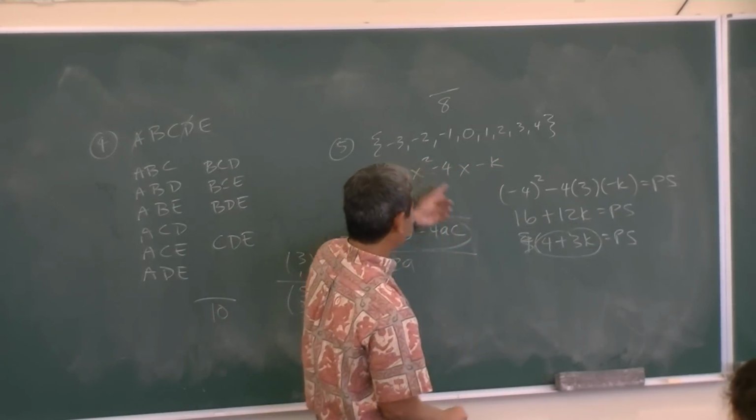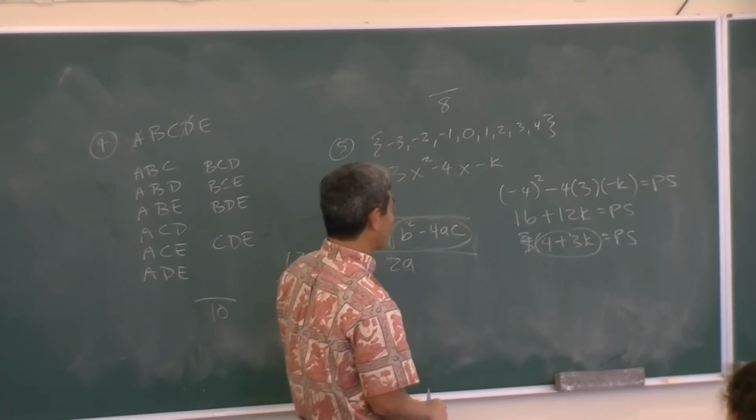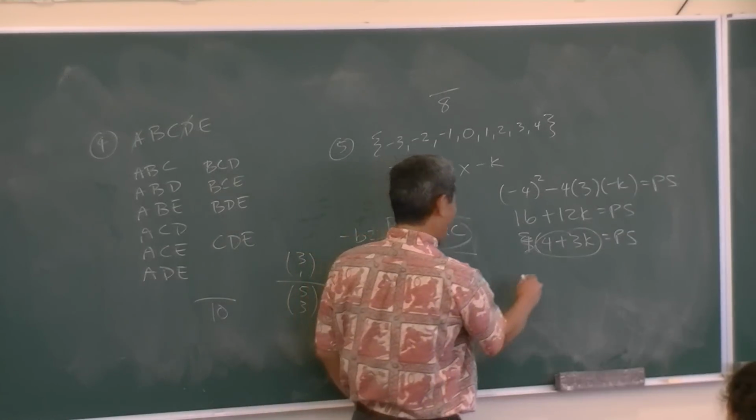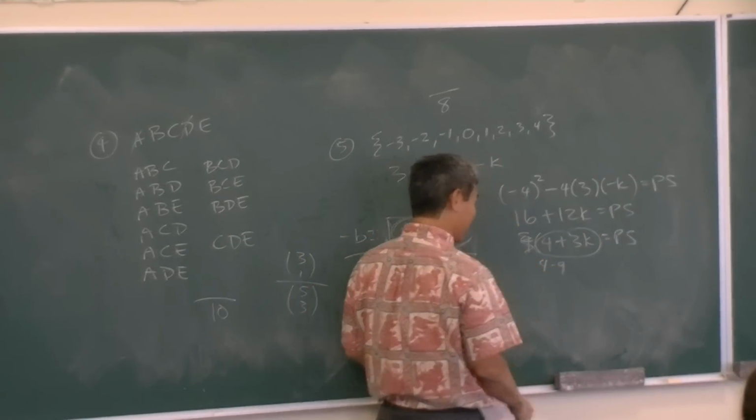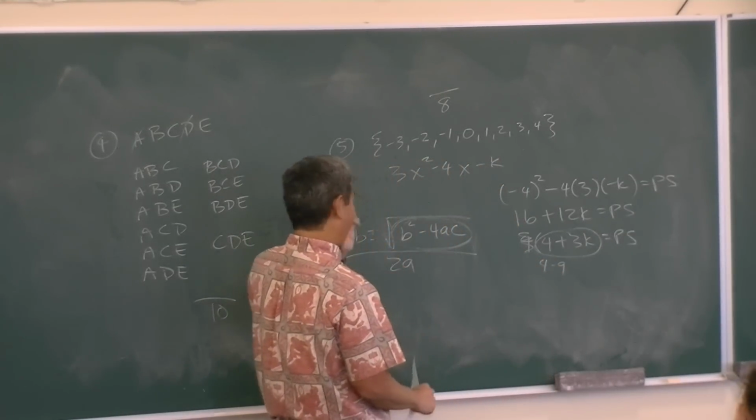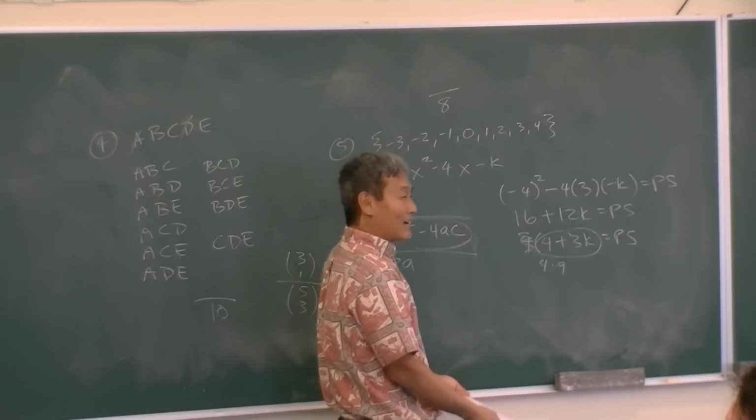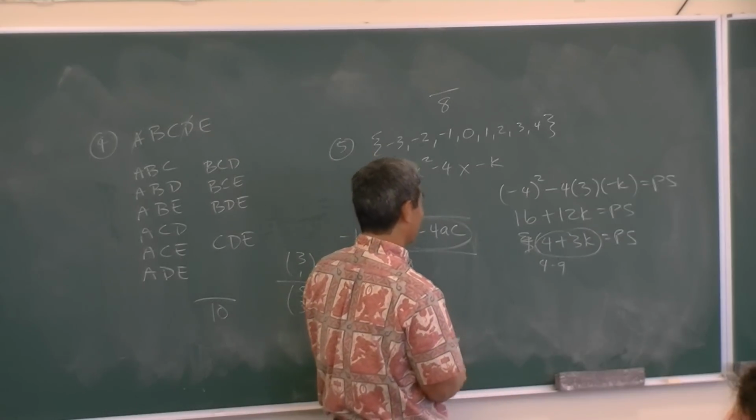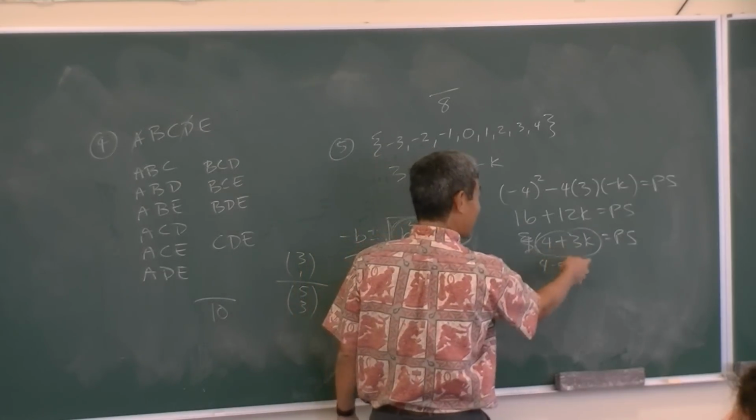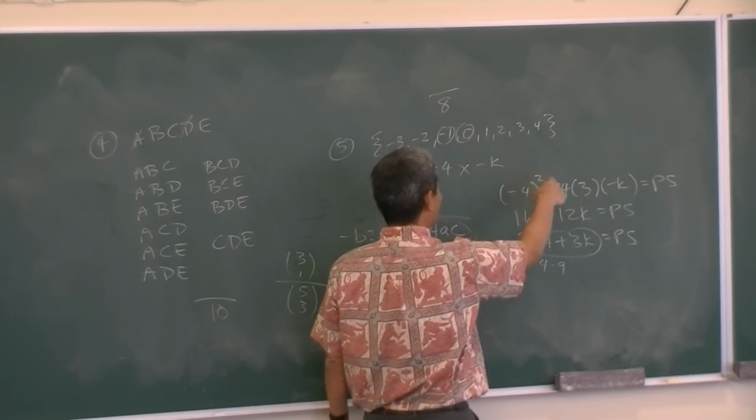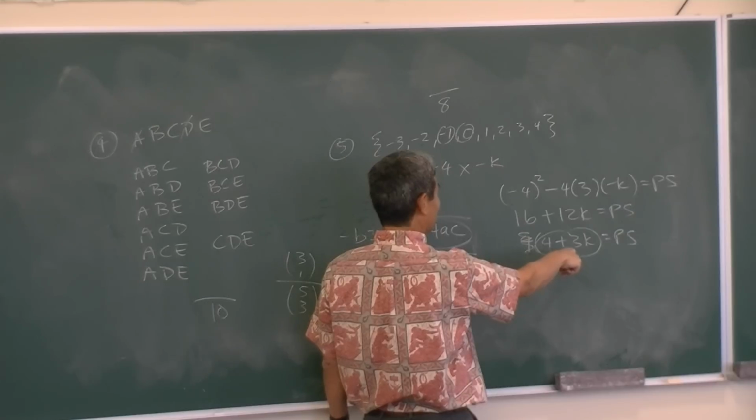Now it's easy. If I plug in negative 3 for k, is that a perfect square? No. 4 minus 9, is that a perfect square? No. Plug in negative 2. 4 minus 6. Come on, it's a negative number. How can that be a perfect square? Plug in negative 1. 4 minus 3. Yes. Plug in 0. Yes. Plug in 1. 9. 2.